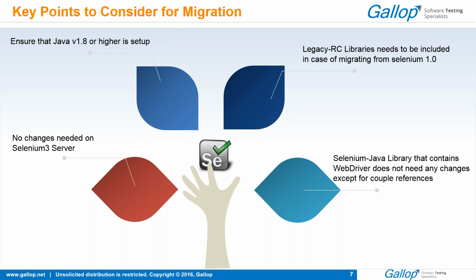And the legacy RC libraries need to be included in case you are migrating from Selenium RC to Selenium WebDriver. So you have to use legacy RC as a separate library. Now it's a separate library, it's not part of the WebDriver library. So we have to include this for a few more days until the complete migration of the automation scripts to WebDriver is done. And again, as I mentioned, there are no changes on the Selenium 3 server, and the Selenium Java library is going to contain only the WebDriver libraries, with no changes as long as you are not referring to any of the legacy RC references.